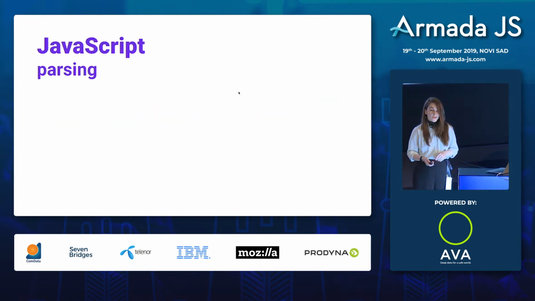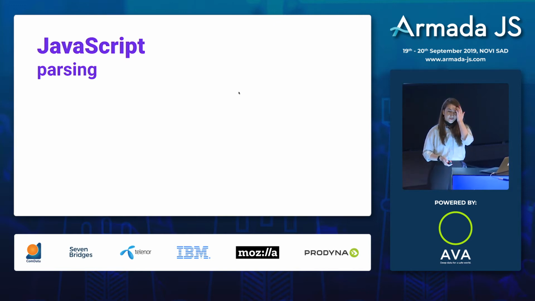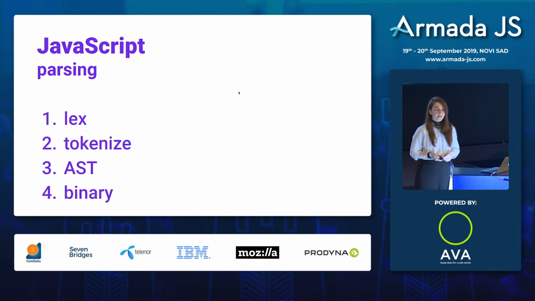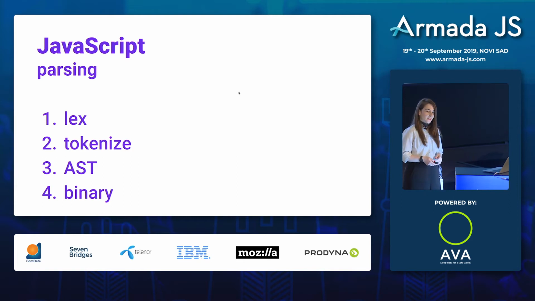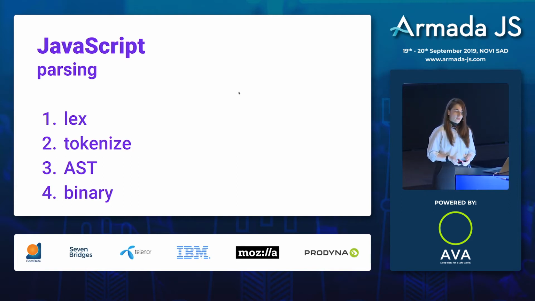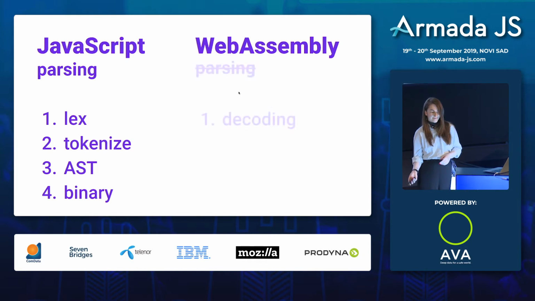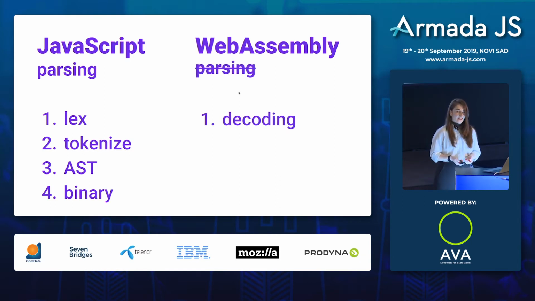And JavaScript's textual format also means that the browser has to parse it. And parsing is not really as simple as it seems. Transforming plain text into binary format has quite a few steps. There's lexing, tokenizing, turning that into an abstract syntax tree, and then turning that into binary format. Now, remember how WebAssembly is binary already? That means no parsing, just decoding, and decoding happens much faster.